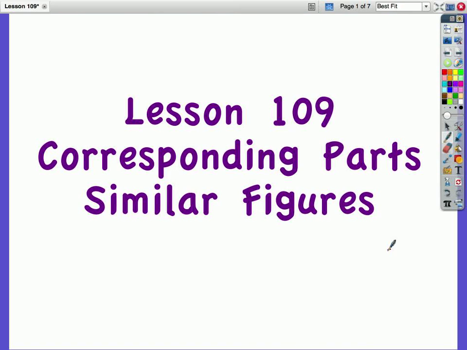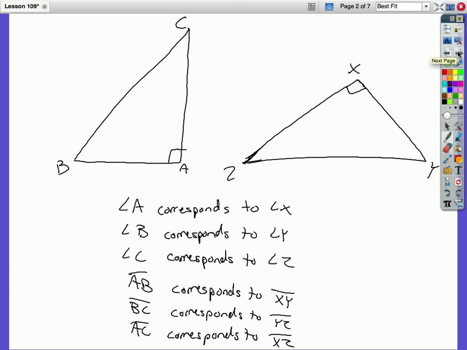For lesson 109, we're going to talk about corresponding parts and similar figures. So, corresponding parts. If we have two similar figures, so two figures that are the same, they might not be in the same position, they might be rotated, translated, reflected, whatever, but we have parts that correspond.